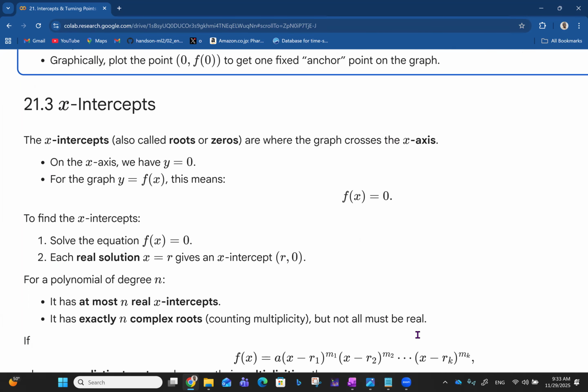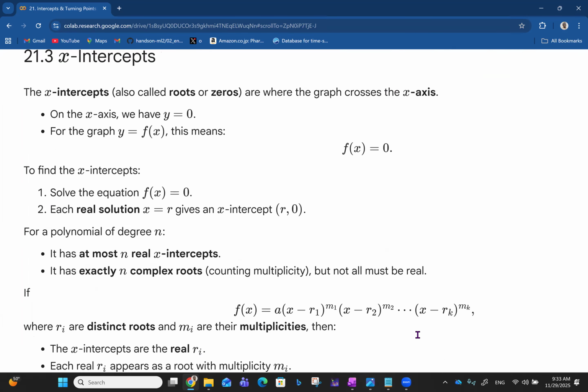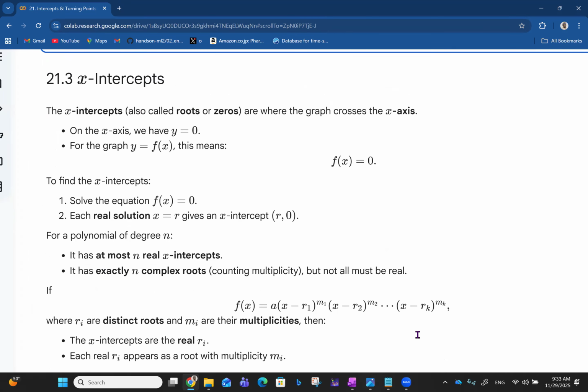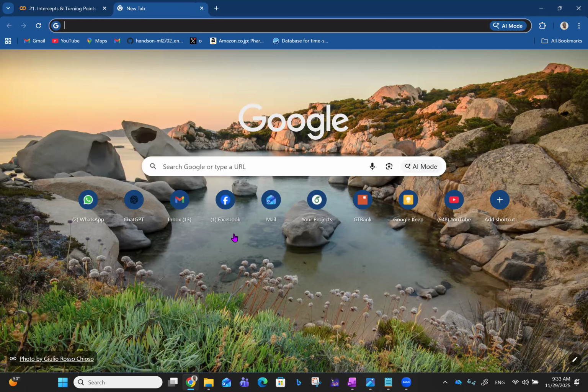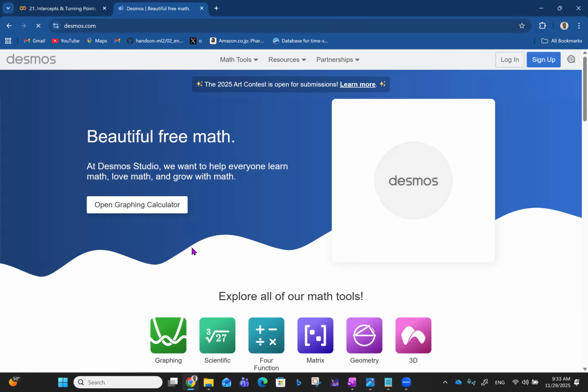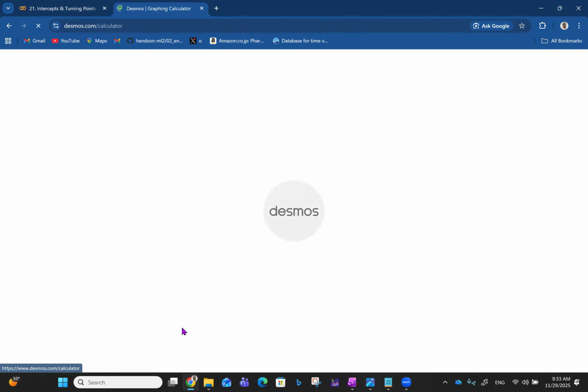Okay. So of course, before now we already have a clear idea of what x-intercepts are. The x-intercepts, also called roots or zeros, are where the graph crosses the x-axis. So on the x-axis we have y equals 0. So I mean, this is at the risk of talking without you seeing what I'm talking about, let me go to Desmos and do a bit of demonstration.